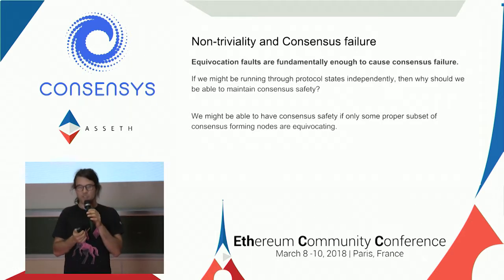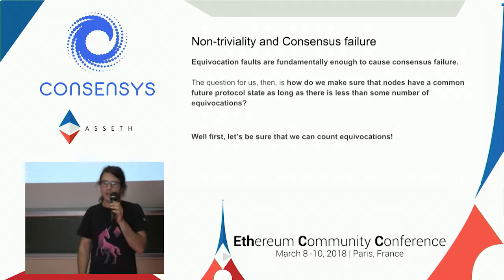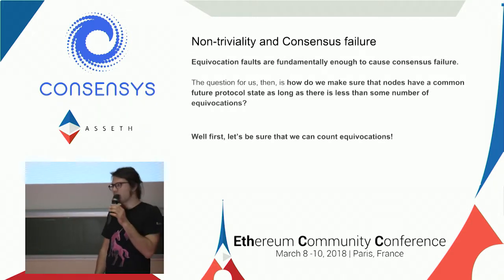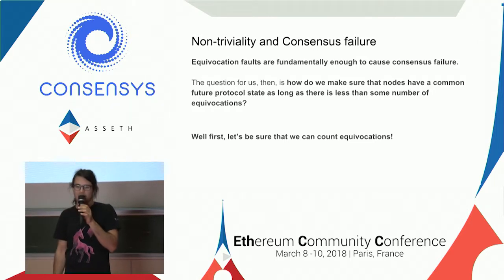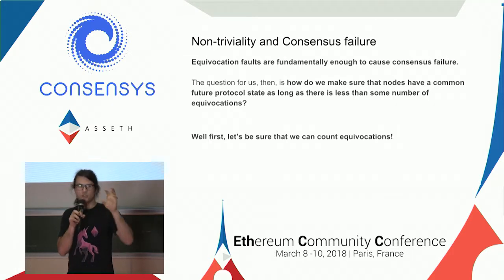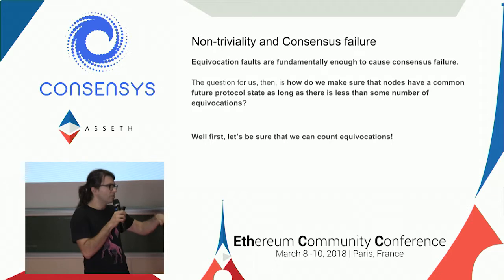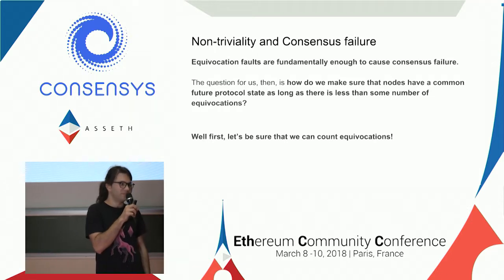So we have to assume that there's going to be less than some number of Byzantine faults for consensus to work out. But that's okay. We're used to fault tolerance numbers of less than 100%. So we're going to try to figure out how to make sure that nodes have a common future, as long as there's less than some number of Byzantine faults.